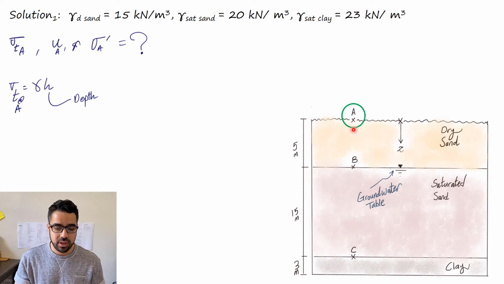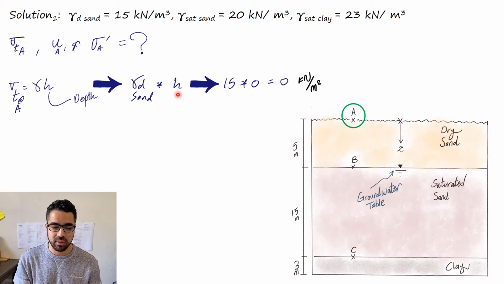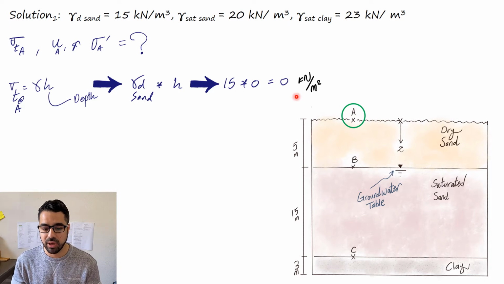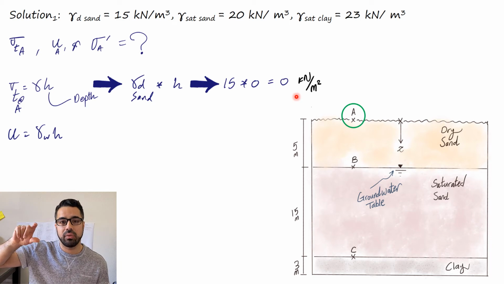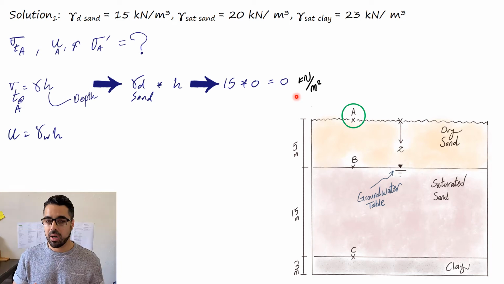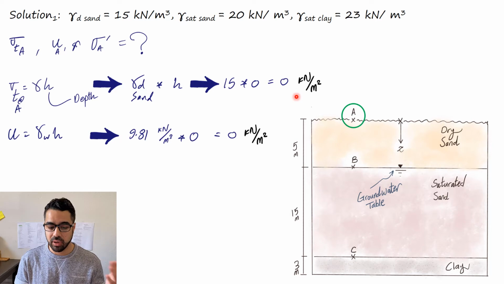In this case, since point A is on the surface, H is 0. As a result, gamma dry for the sand, because this is the dry sand layer, times H. H is 0, 15 is the density, so it doesn't matter, it's 0. Second, they're looking for the pore water pressure. In this case, we're going to be using gamma water times the depth of water. Gamma water is the density of water, 9.81, times H. The depth is 0, so it'll be 0.